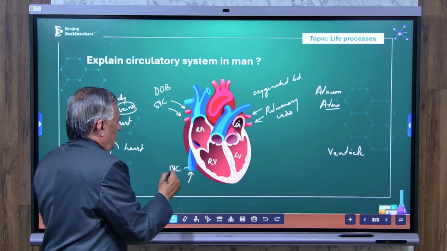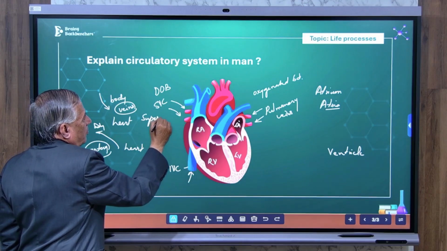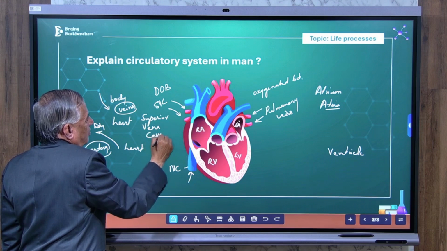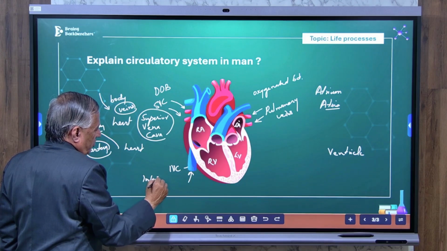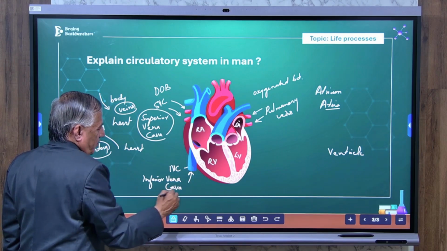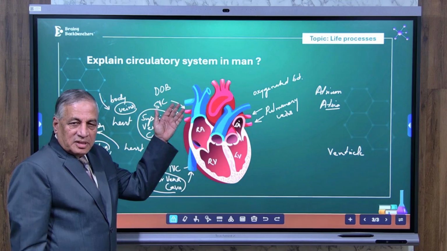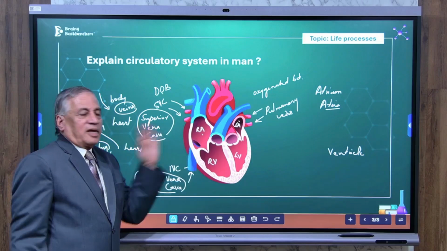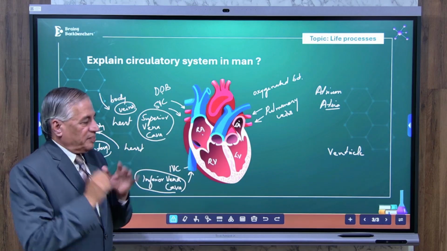Now, I will write once again. Superior vena cava, inferior vena cava. Through these veins, impure blood, deoxygenated blood enters into the right auricle. Now the auricles are full. This is the first step.